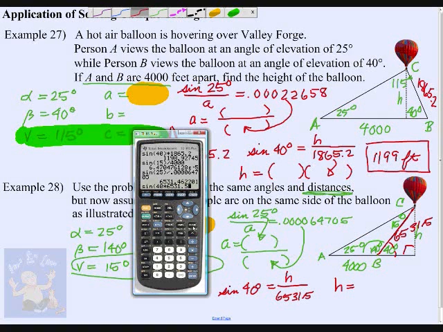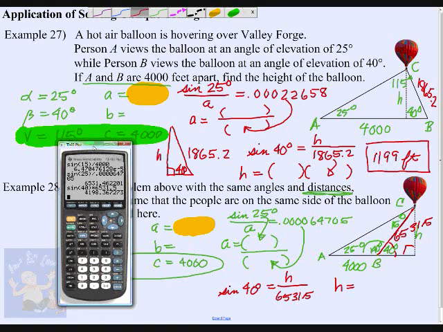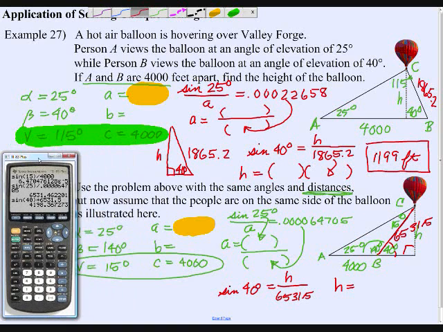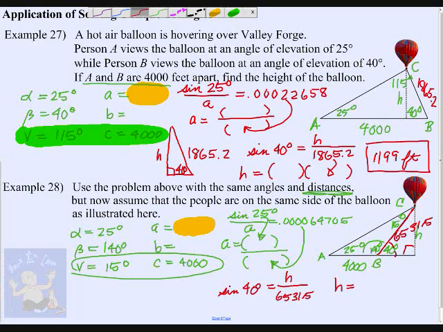Wait a second. What did I forget? I didn't put in my parentheses. So easy to forget to do that. Times 6531.5. Believe me, I would have gotten the wrong answer. So it's 4,198. I'm going to round to the nearest foot. With dimensions of that size, you usually would not bother going into decimal feet. 4198.